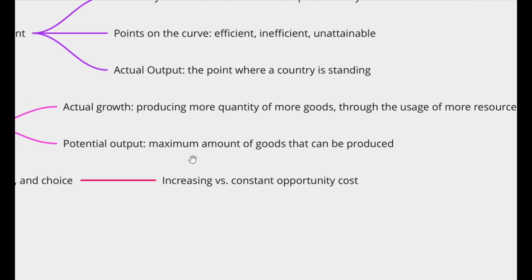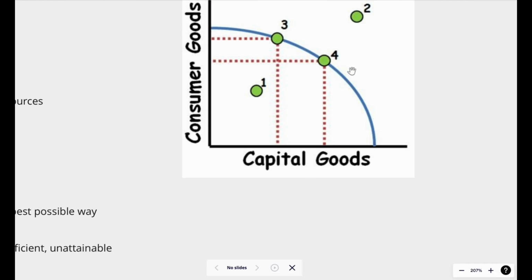And we have here the potential output. This means that there's the maximum amount of goods that can be produced. So with 3 units of resources that we had, we could only produce such as 2 pencils and 1 pen, and that's the maximum, and we can no longer increase it because it is already on the curve. Anything beyond the curve would be unattainable.